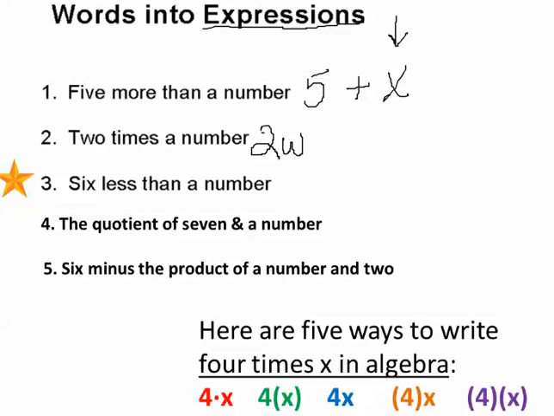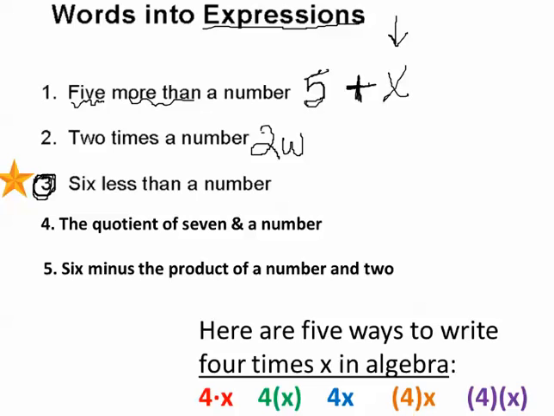Now put a little star by number 3 because it's one that confuses students. It's easy to get it backwards. I call most of these read and write. You see the number 5, you write the number 5. You see more than, you write more than as an addition sign. So you read and write in the same direction.